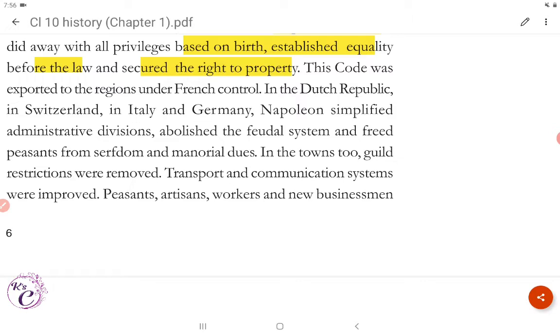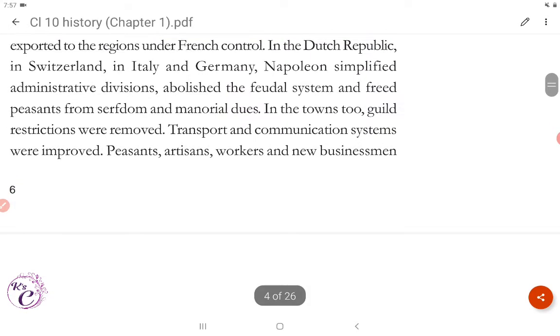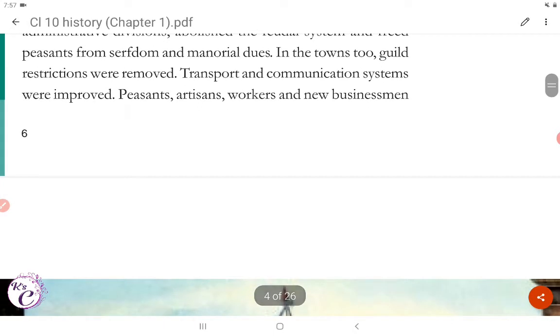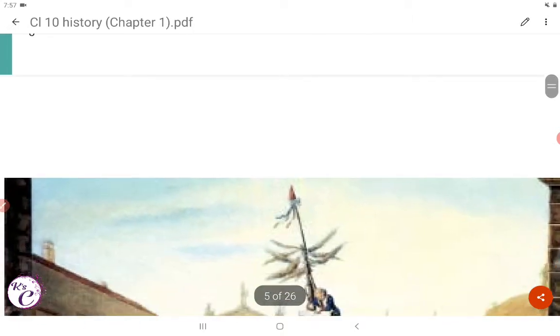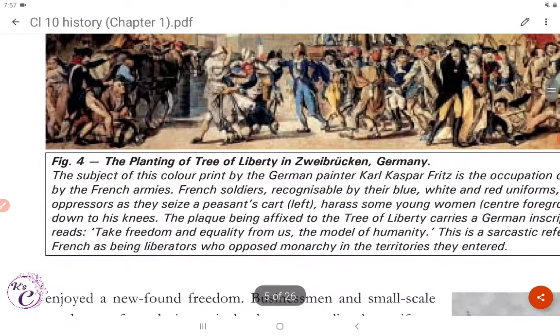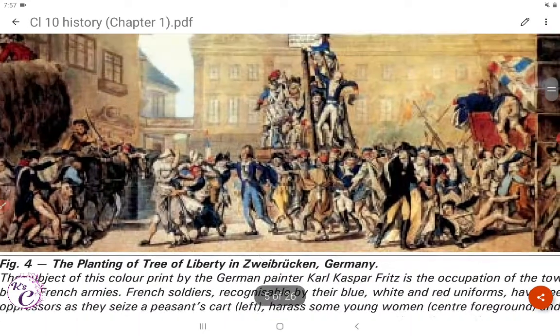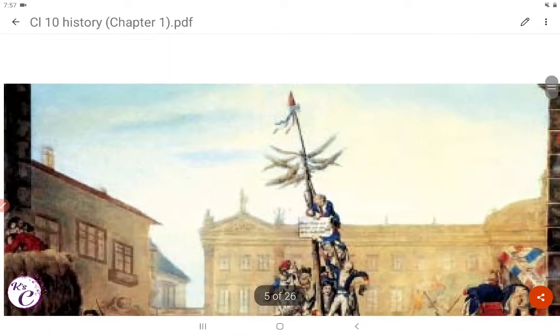Napoleon simplified administrative divisions, abolished the feudal system, and freed peasants from serfdom and manorial dues. In the towns, too, guild restrictions were removed. Transport and communication systems were improved. Peasants, artisans, workers, and new businessmen enjoyed a new-found freedom.